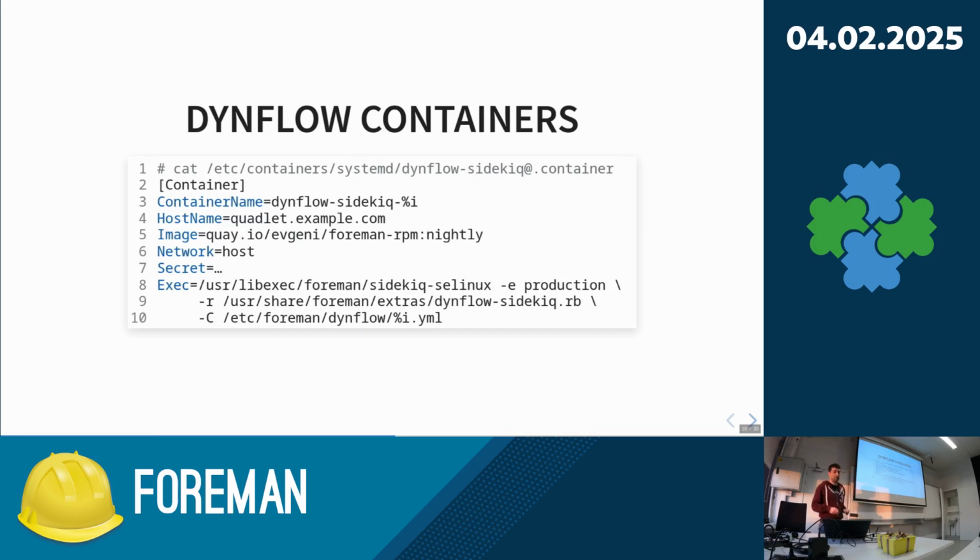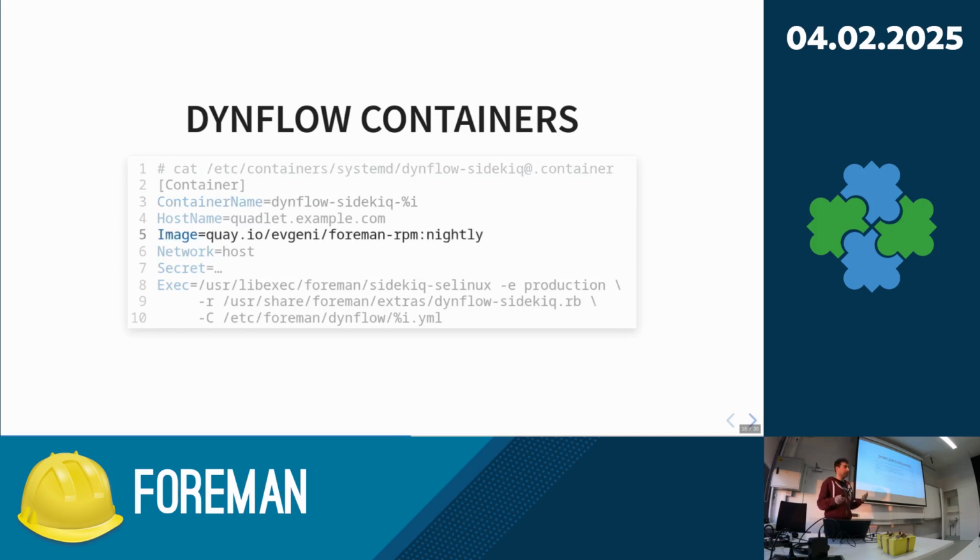Luckily, we can also do the same with containers. We say we have a Dynflow container with an @ in it, and if we ever start them, it would call them dynflow-sidekick -i. I is a variable that is then replaced by the whole templating in systemd, and it would start as a container. So we can start one for the orchestrator, because that's the important thing that's doing the whole orchestration, and then workers as we need them.